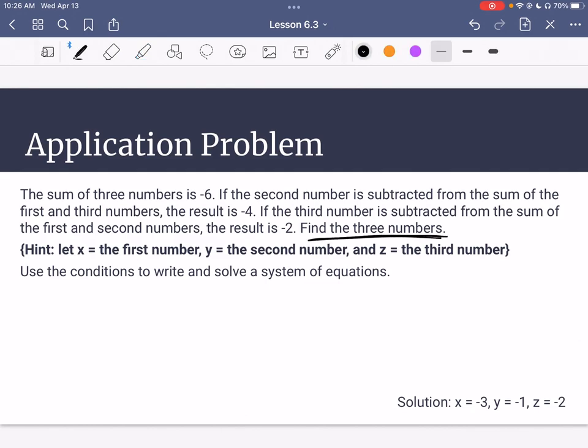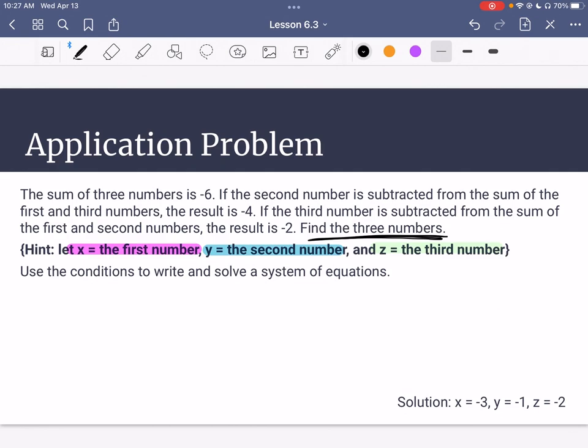Those are our unknowns, or those are our variables. And so that would be the first thing that we would define here. Now, the nice thing is that we're already given a hint. So we're just going to let x represent the first number, y will represent the second number, and z will represent the third number.